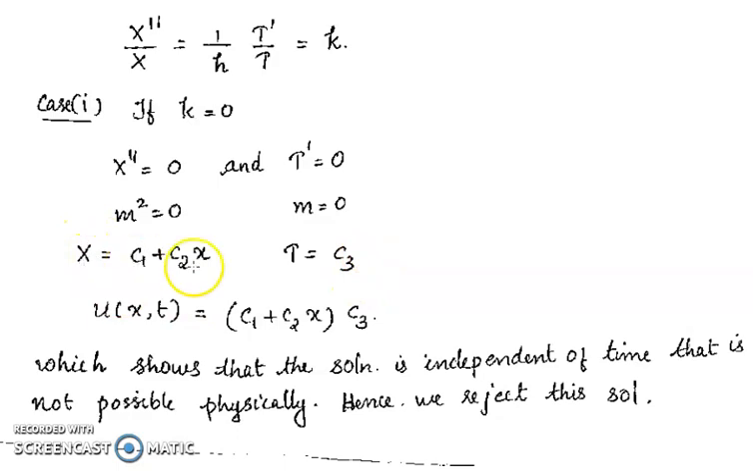Thus, we get the values of X and T. And already we define u equal to capital X into capital T. Therefore, in this first case, u(x,t) equal to (C1 plus C2 x) into C3, which shows that the solution is independent of time. That is, here we get u as a function of x only, and that is not possible physically, since here u is the temperature and here we get the temperature is independent of time. So that is not possible. Hence, we reject this solution.